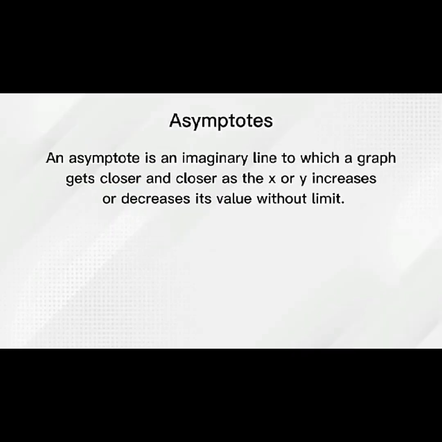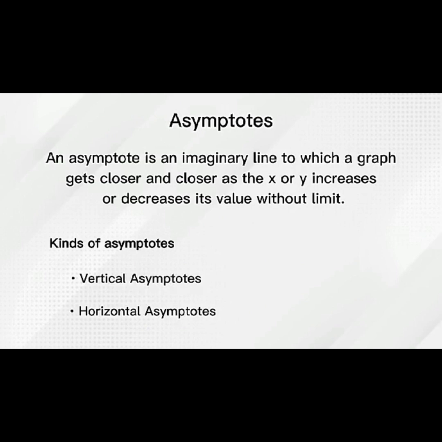Our next topic is asymptotes. An asymptote is an imaginary line to which a graph gets closer and closer as the x or y increases or decreases its value without limit. There are two kinds of asymptotes, vertical asymptotes and horizontal asymptotes.